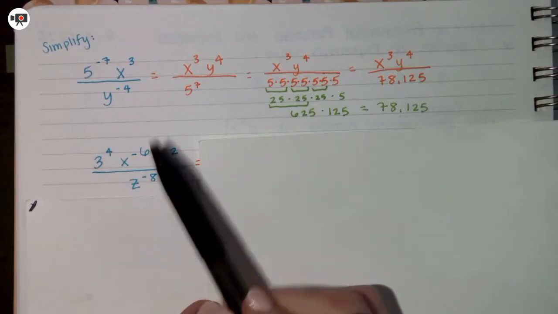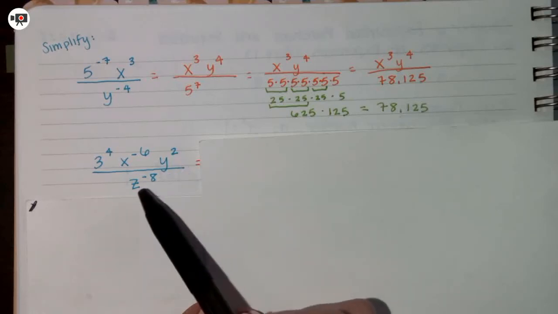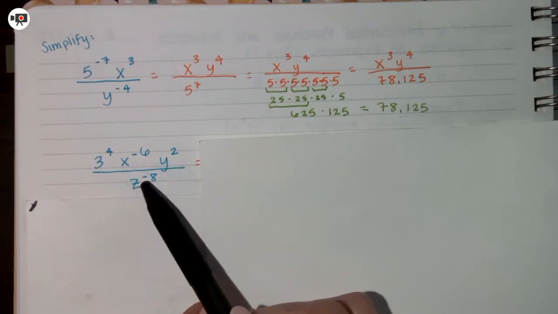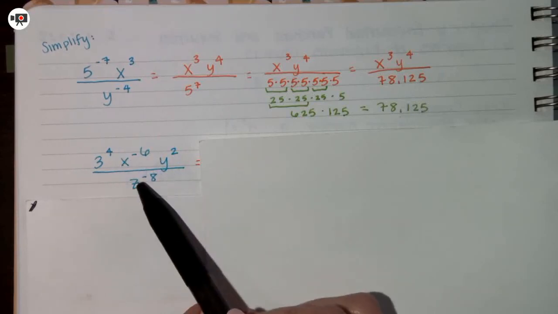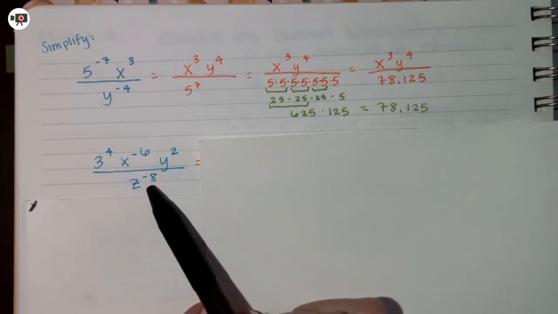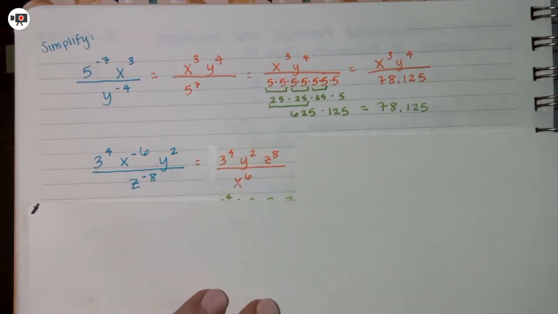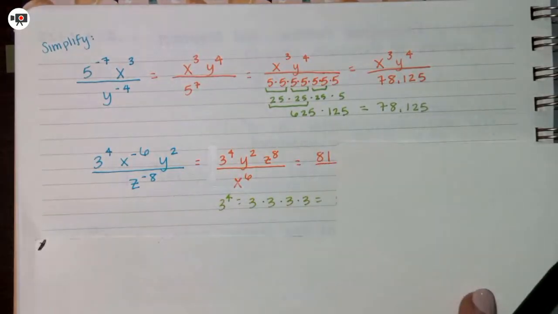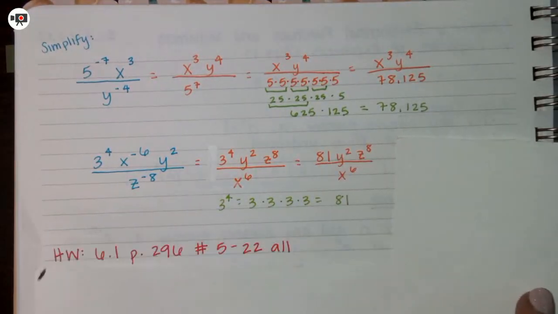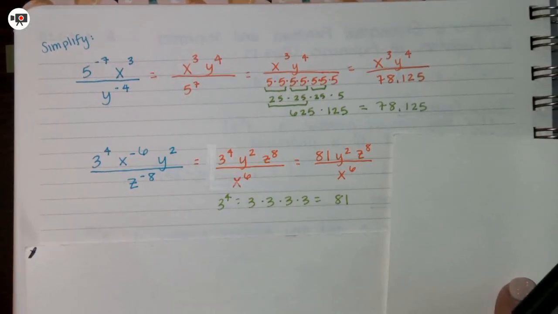Now if I have 3 to the 4th, x to the negative 6, and y squared, over z to the negative 8th. This negative exponent will move my x term to the denominator, and the negative exponent here on z will move z to the numerator. Now they're all positive, and I can reduce 3 to the 4th, which is 81. So I have 81 times y squared times z to the 8th over x to the 6th.